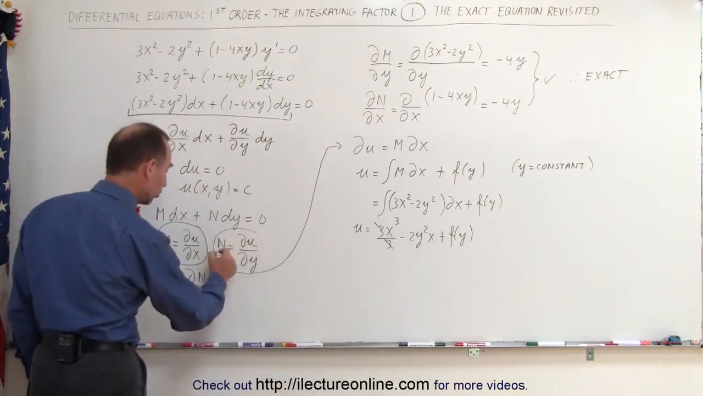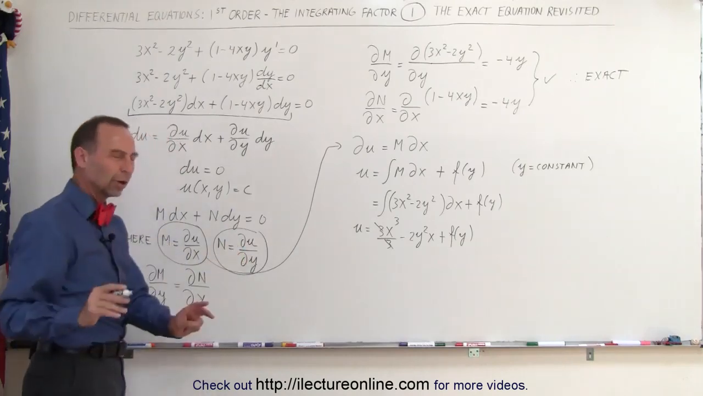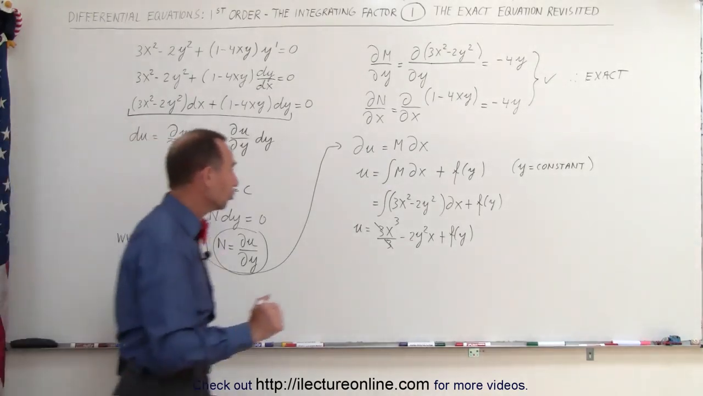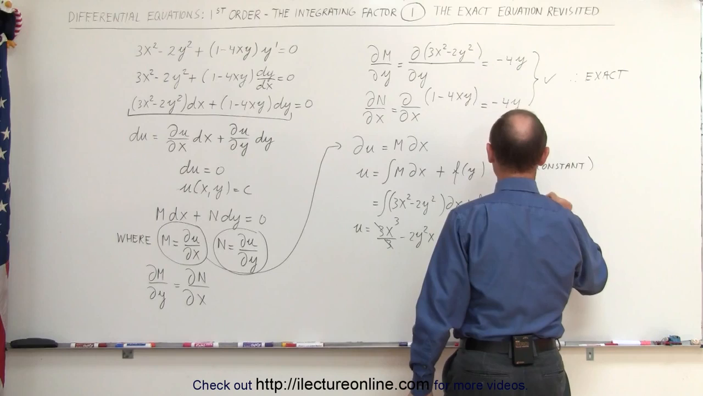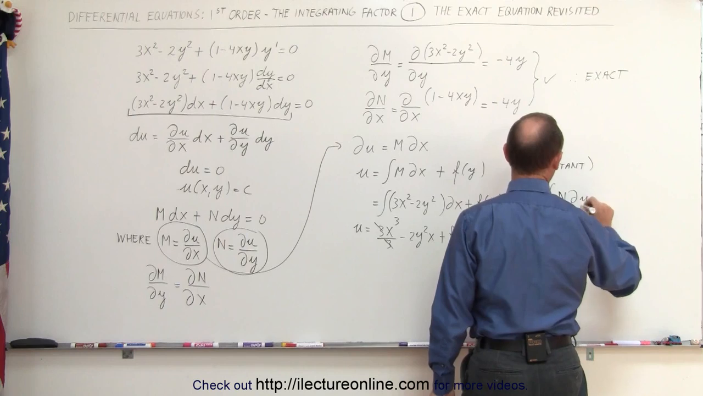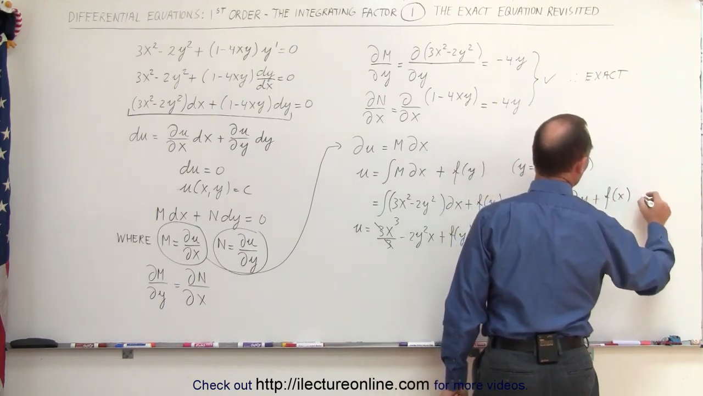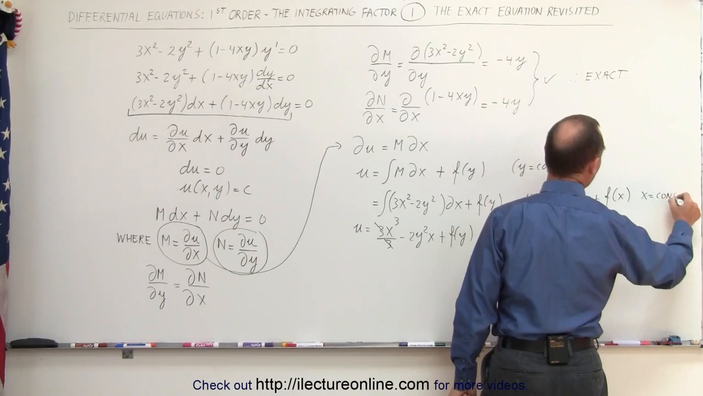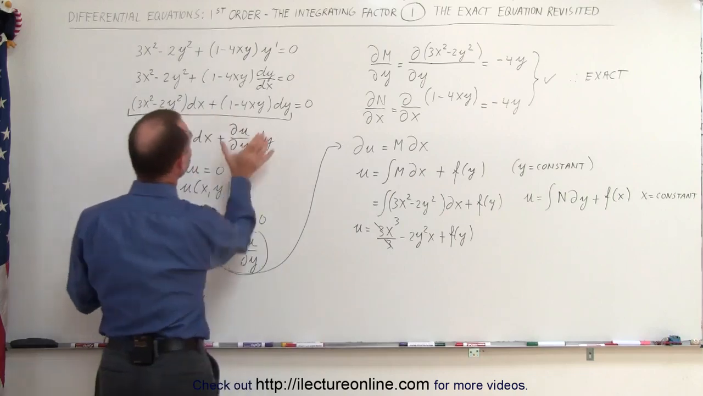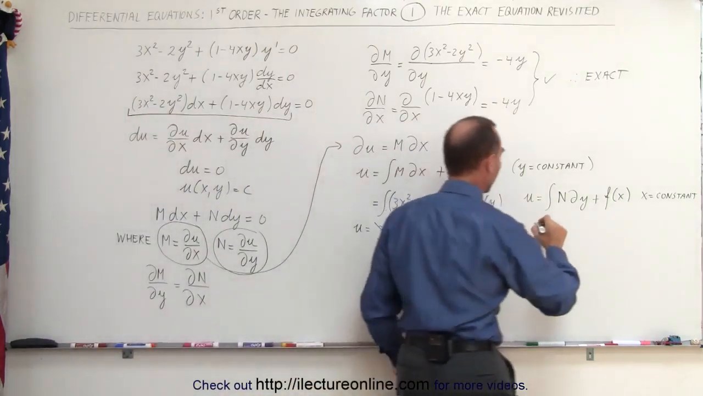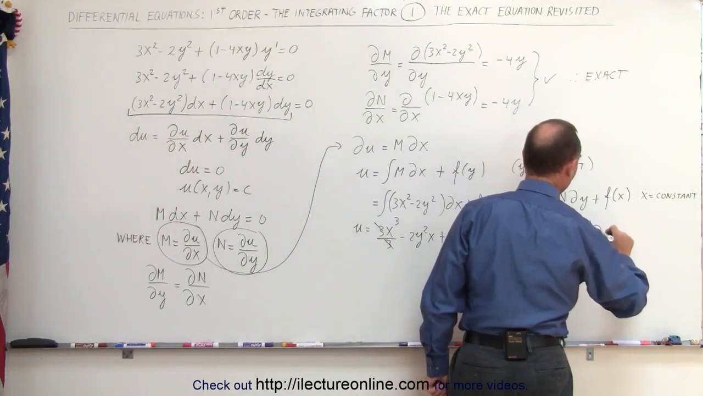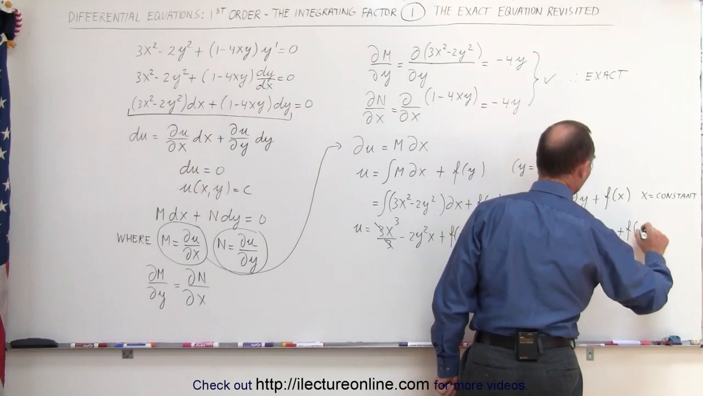Now we can do the same with the other relationship. We can also solve for u, and the reason I want to do that is because I don't know yet what f of y is equal to, so I'm going to do it again with this relationship. Say that u is equal to the integral of n times the partial of y plus some function of x, because in this case we know that x is going to be a constant, like so. Then we plug in what n is equal to. Remember, n was this quantity right here, 1 minus 4xy, so this is equal to the integral of 1 minus 4xy with respect to y plus some function of x.